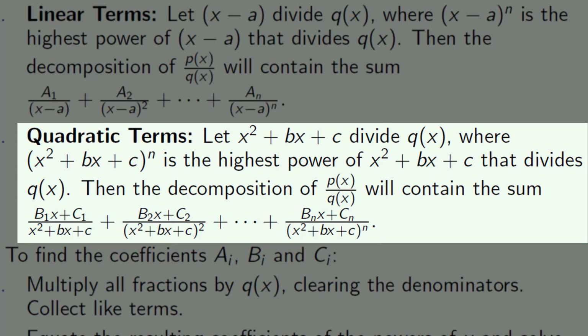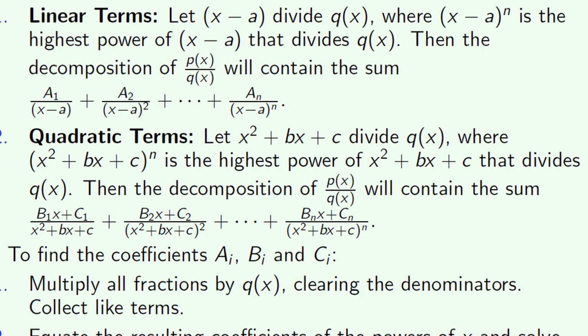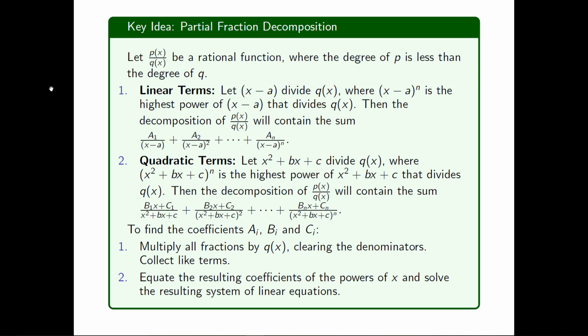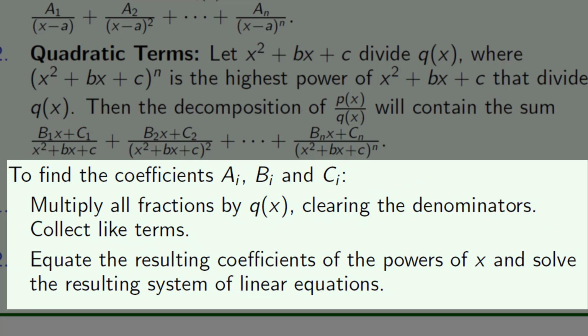I should just note when we say quadratic terms here, we're going to assume irreducible quadratic terms. So if we had an x squared minus 4, we could actually break that apart, whereas if we have an x squared plus 4, we can't. So we're going to assume that those are irreducible. And so we do that for each of the quadratic terms we have in q of x. And there's still more to do. Having found all that, we still have to find the coefficients, the A's, the B's, and the C's.